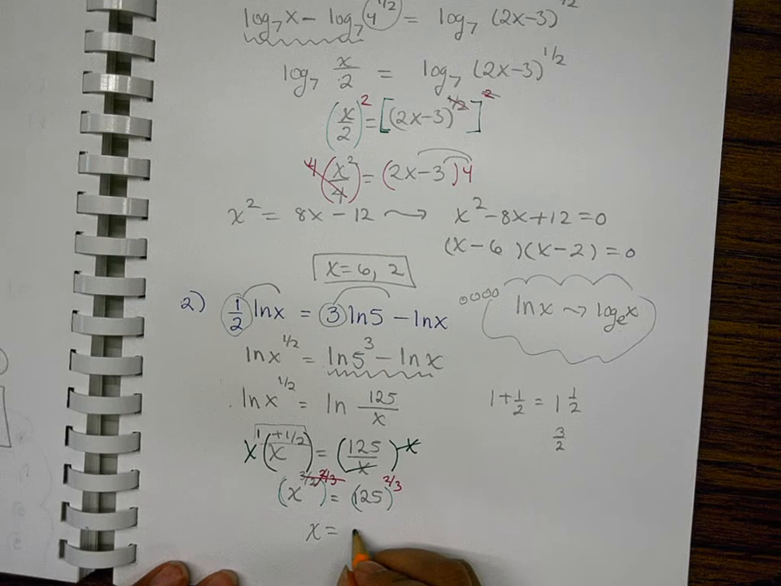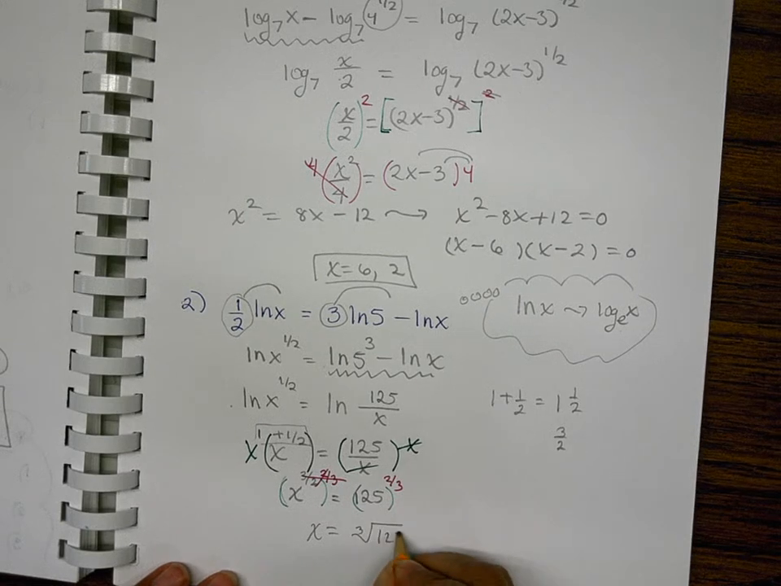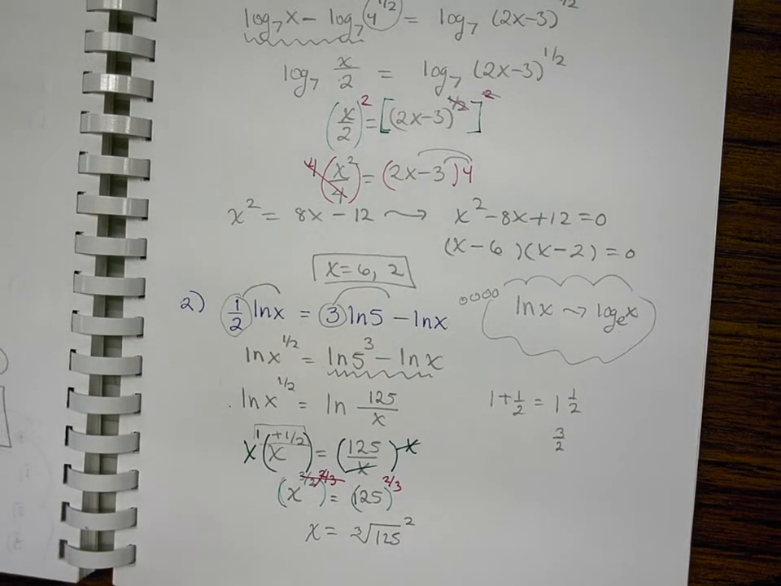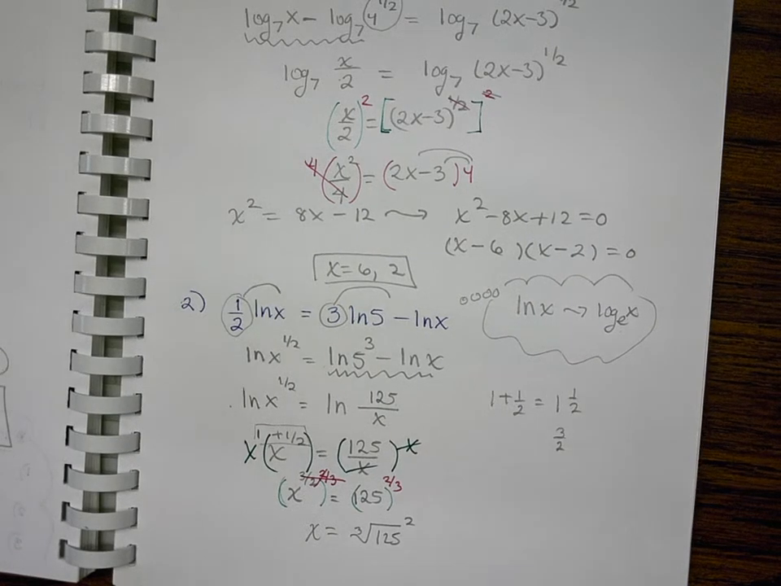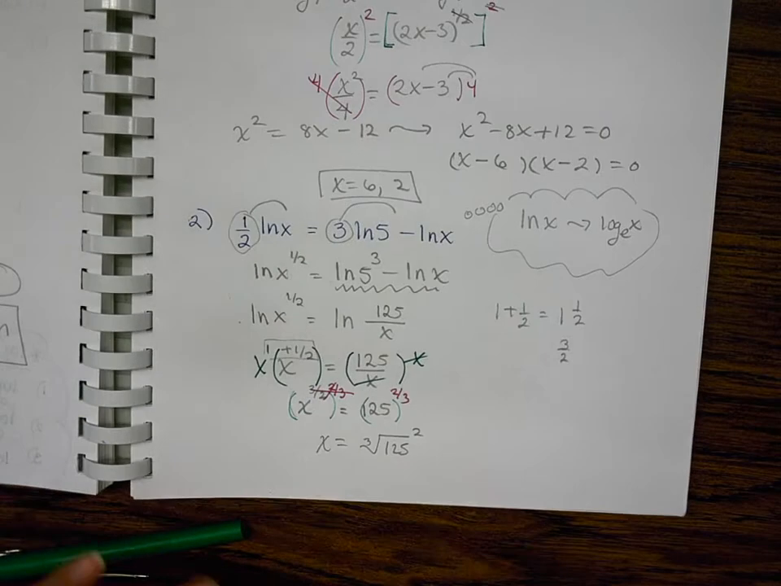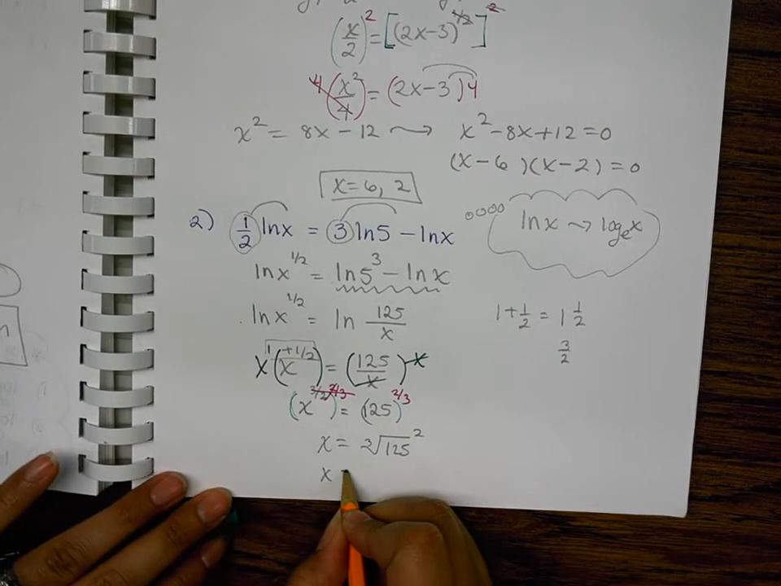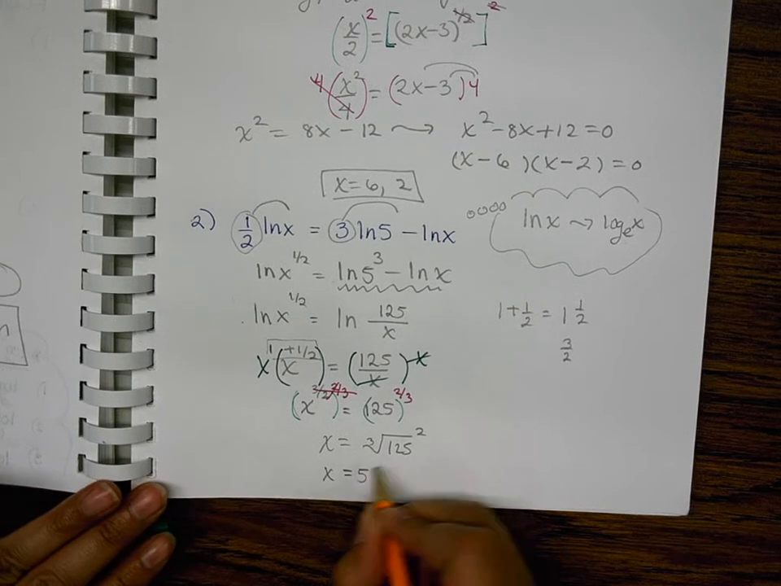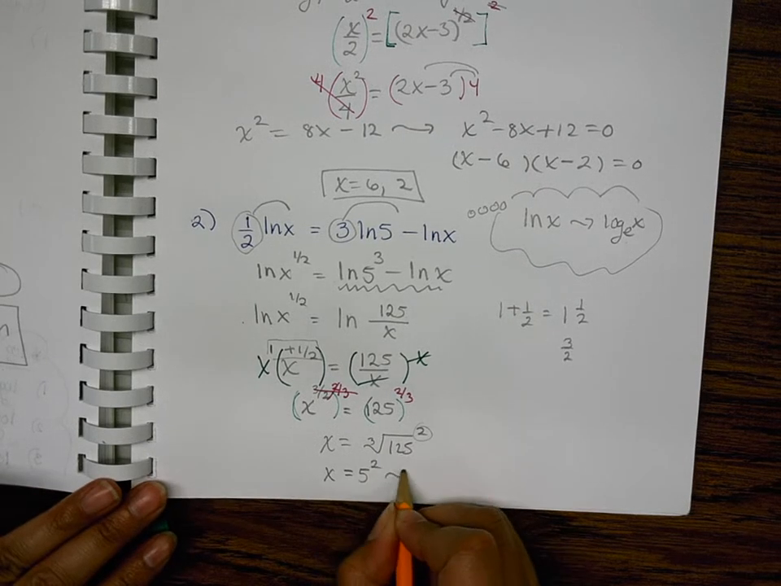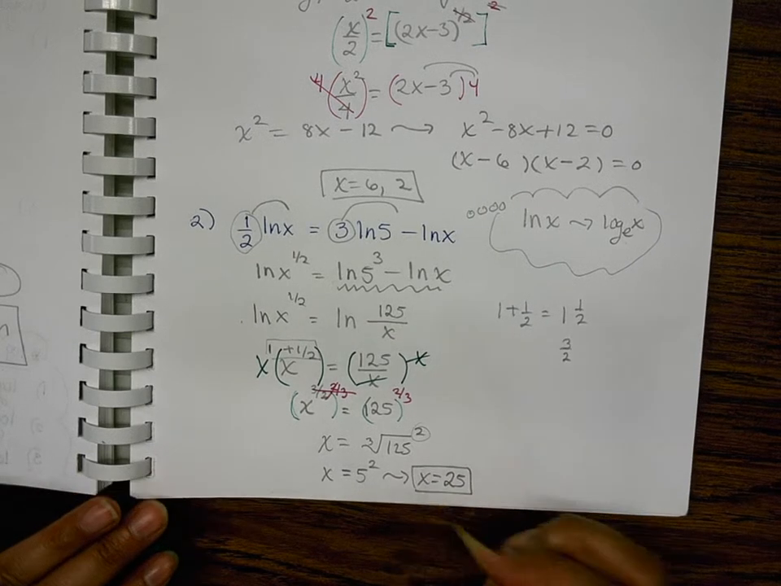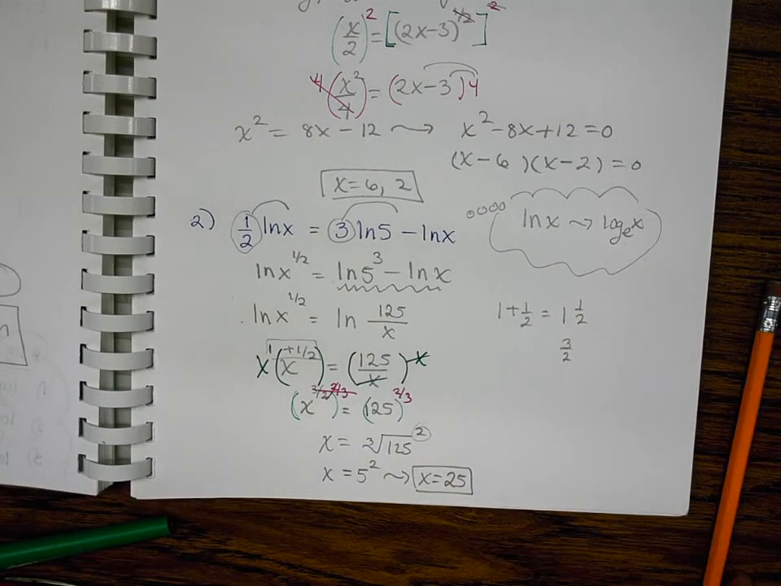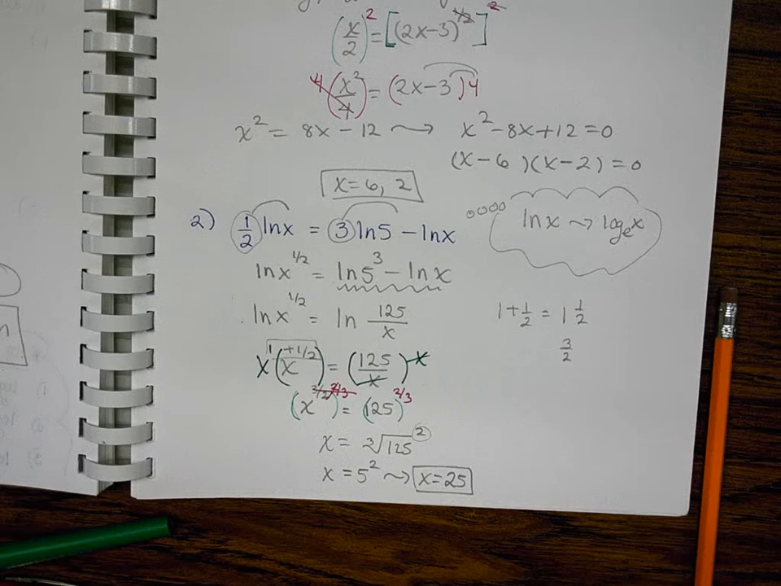Cross out, exponents undo each other. x equals the cube root of 125 squared. And that is something you can simplify. Do the cube root first. Cube root of 125 is 5. And then you have the squared. x equals 25 is your final answer.